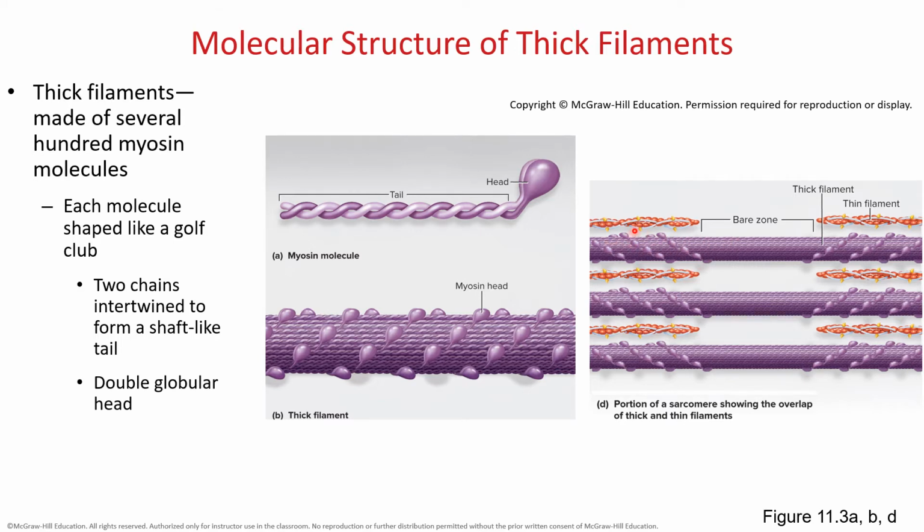Those are going to come up and they're going to actually bind with the actin protein here, and it's going to cause movement. Actually the sarcomere is going to contract. That's what we're going to look at a little bit later here. So each molecule is shaped like a golf club, so definitely that looks exactly like a golf club up there.